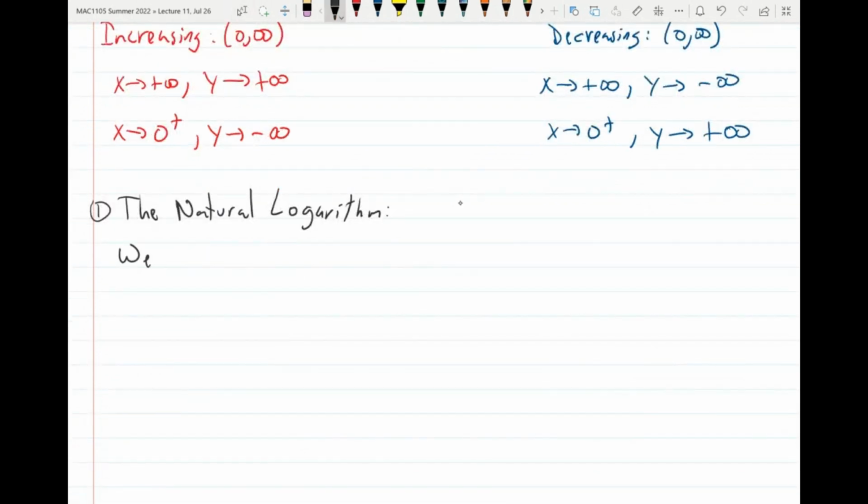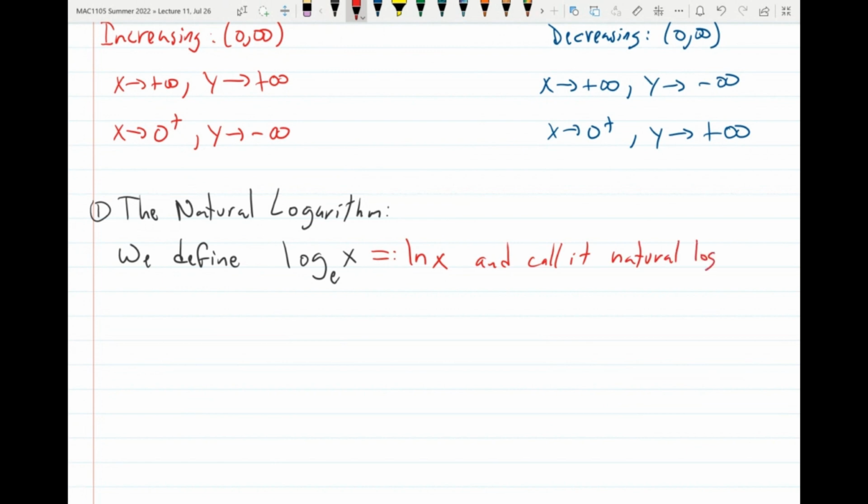So we define log base e of x. We write this as ln of x and call it natural logarithm. Okay. So that means that if you do f of x equals ln of x, so it's a logarithmic function. And what's the graph for this function? Is it the blue or the red graph? Which one is it? Why? Because the base is e and it's greater than 1.